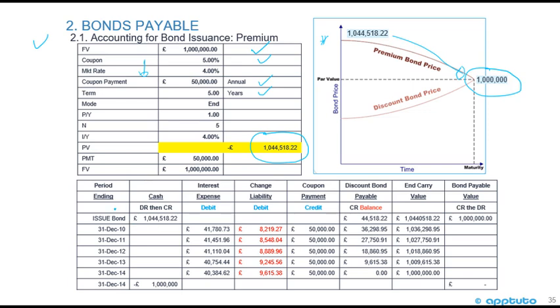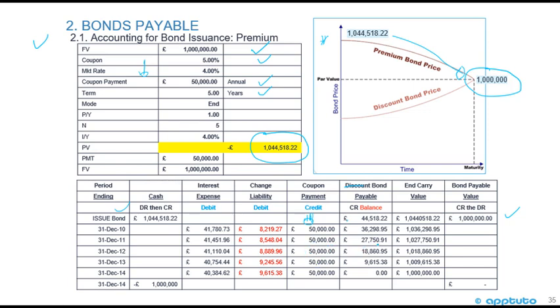I'm going to debit cash $1,044,518, and I'm crediting the bond payable. You can see in this case, my debit is higher than my credit, so I'm going to credit the bond premium. It's going to be a credit balance of $44,518.22. And again, as I make my coupon payments every year, that's going to be a credit. Credit my coupon payment, $50,000. But what about my interest expense?